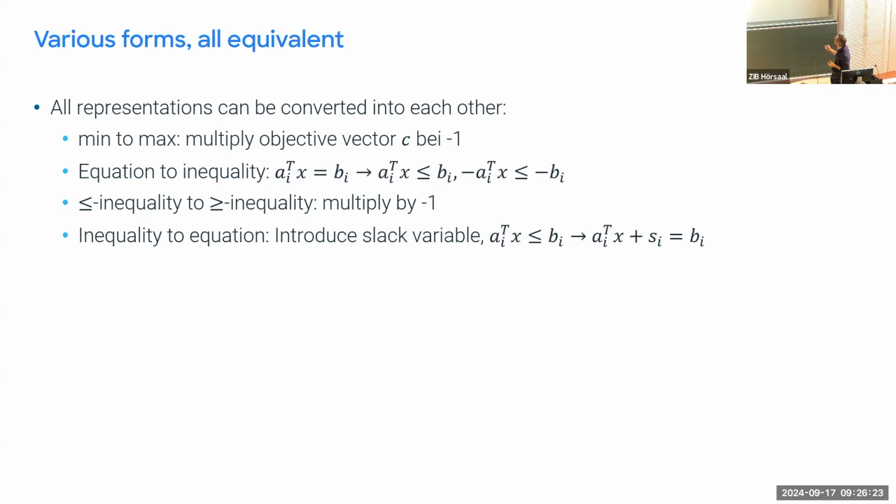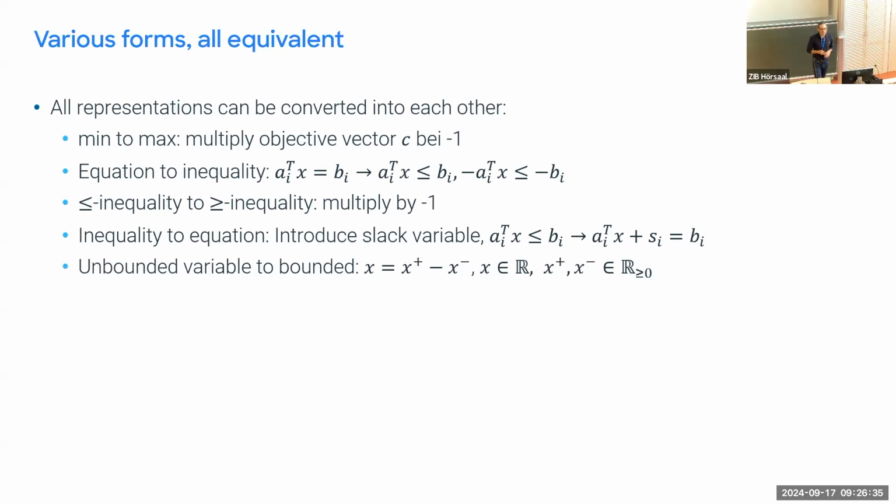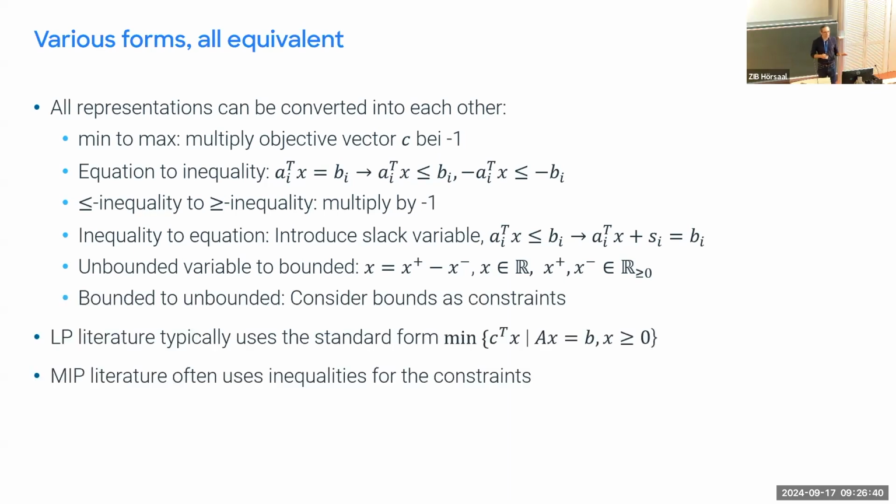And this will actually be an important transformation, because in computational standard form used, for instance, for the simplex algorithms, we always want to deal with equality constraints. You can also transform unbounded variables to bounded ones, and bounded to unbounded variables. All this is possible. So this is the standard form that we often see in LP literature, but actually MIP literature often uses inequalities for the constraints. And also when you model actual problems, you often need inequalities.